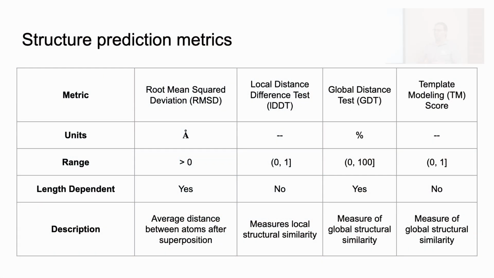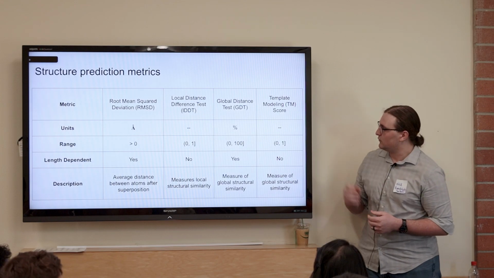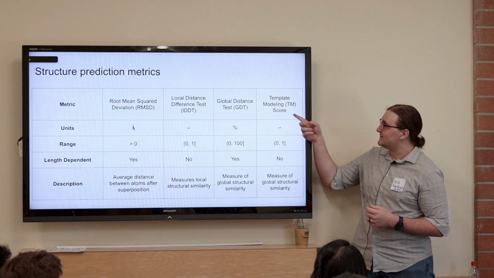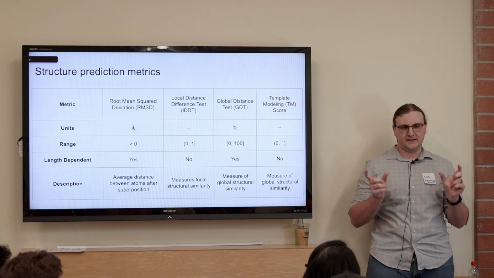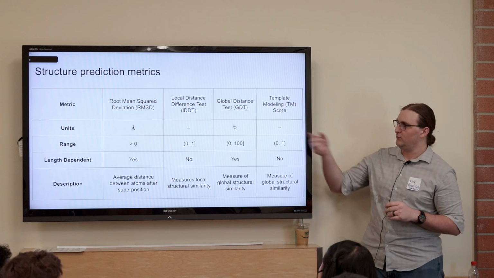The final one is the template modeling score, just another way of doing global similarity. The main benefit, I think, is that it is not length dependent. It has a normalization factor that really gets rid of this length dependency, which makes it really useful for comparing across different structures, especially if you're missing residues or some are not resolved. I think the TM score also requires the sequence to be exactly the same, so if you have different sequences, you can't really use it, but you can use the other ones.